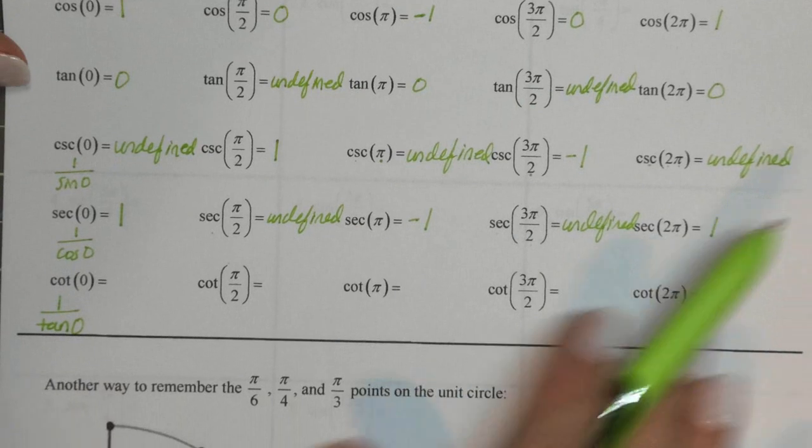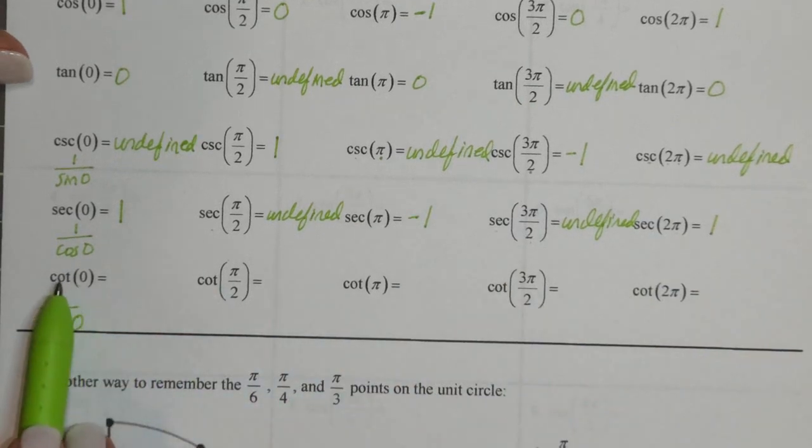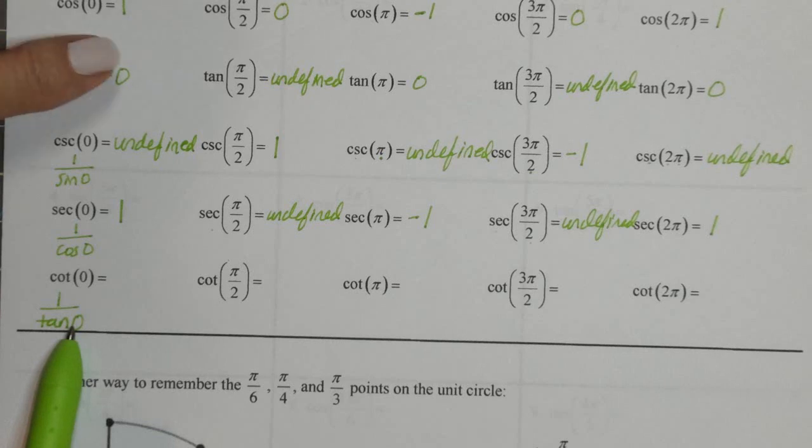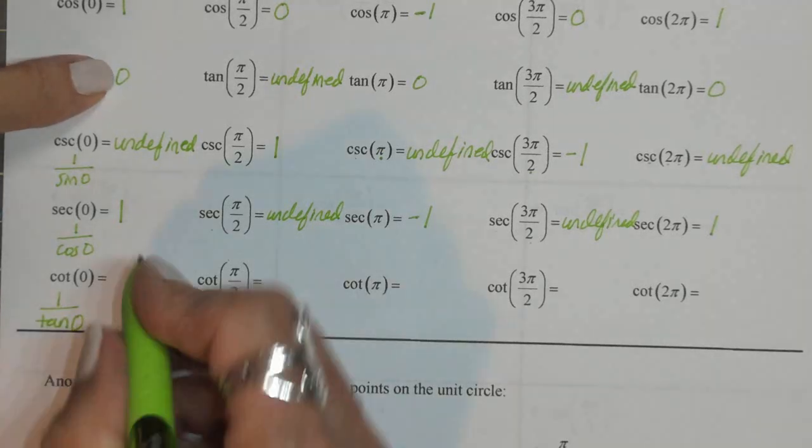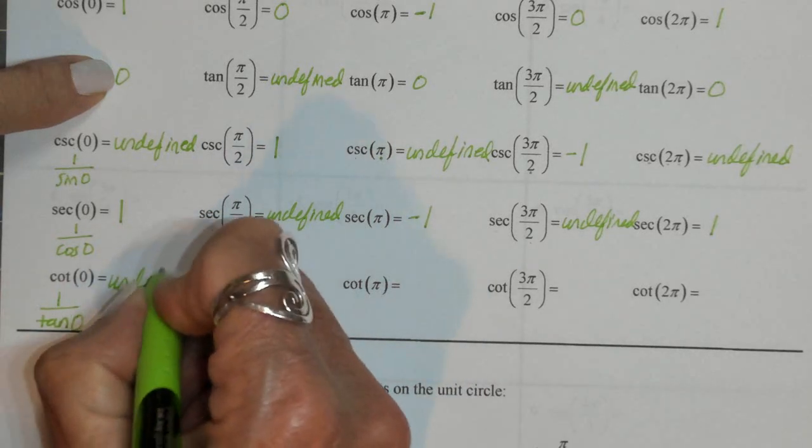Okay? But let's think about this. So cotangent of 0, 1 over tangent of 0. But tangent of 0 is 0. Can you do 1 over 0? No, this is an undefined.